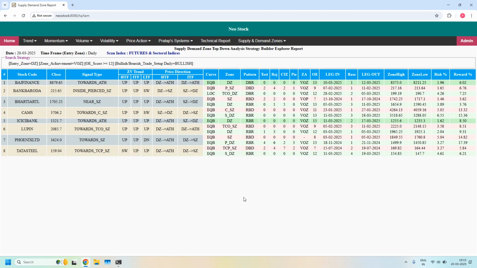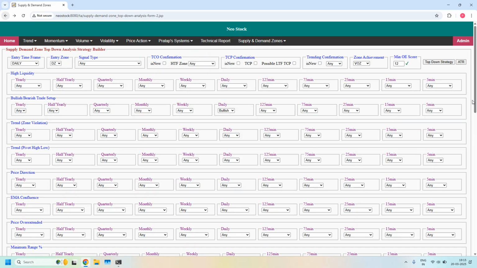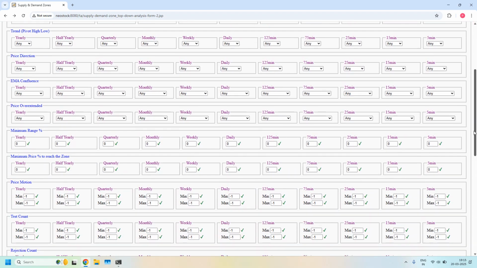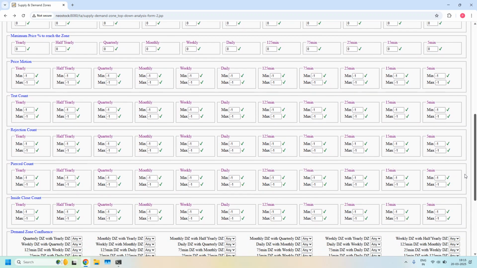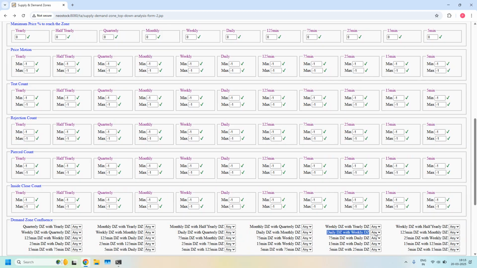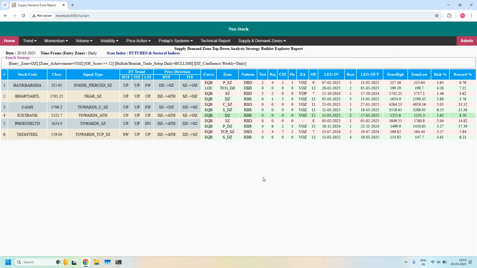We can further filter these daily demand zones based on zone confluence. First, filter LTF, ITF demand zone confluence, that is daily, weekly demand zone confluence. With this filter, out of 8 we got 6 stocks.